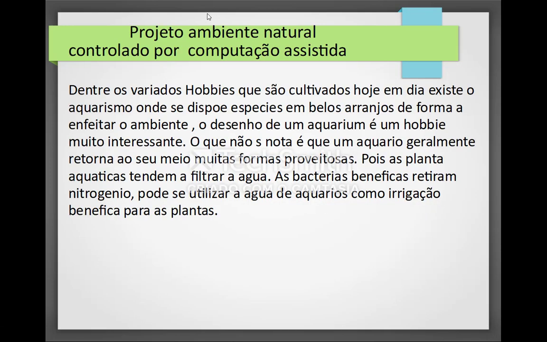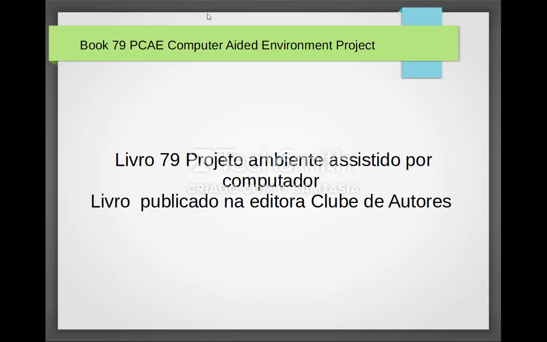PCAE Computer-Aided Environment Project. Sorocaba, Brazil 2020.